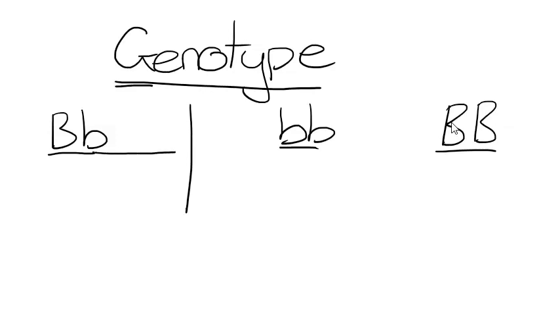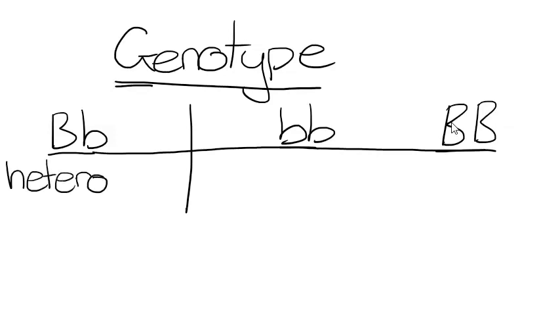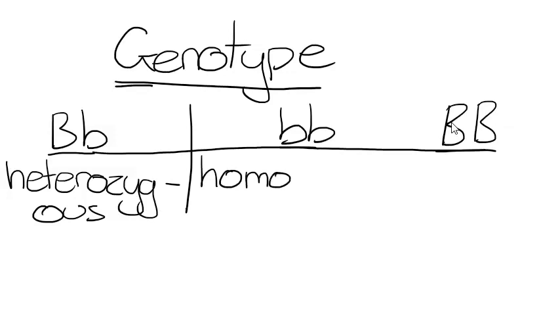But we can describe these combinations of alleles using a word as well. If we've got two different alleles in an individual, we call this heterozygous. Heterozygous, O-U-S. And if an individual has two of the same alleles, we call them homozygous. Homozygous. And they could be homozygous recessive or homozygous dominant. Let's have a look at what those two words mean now.